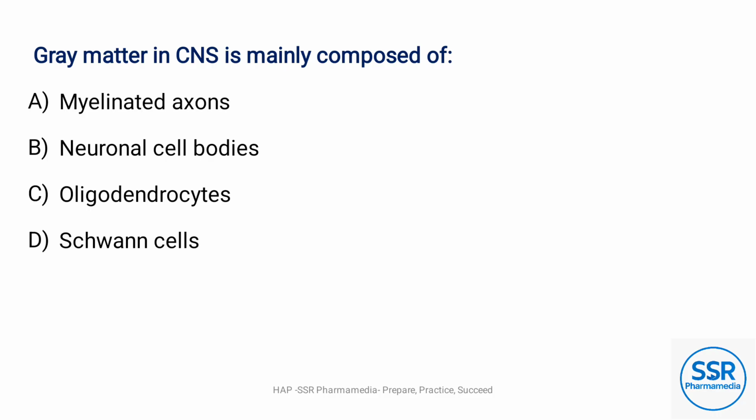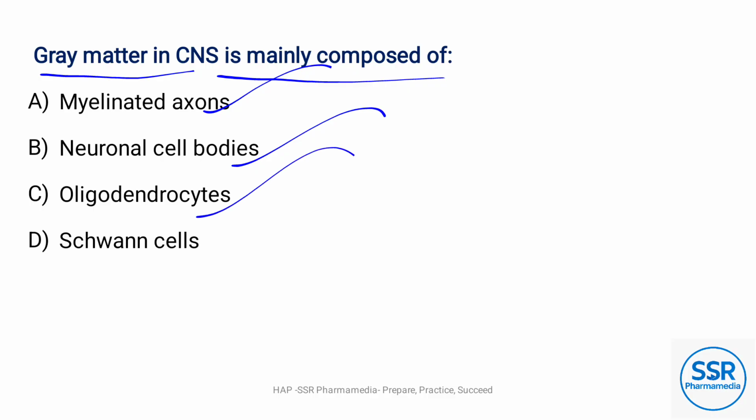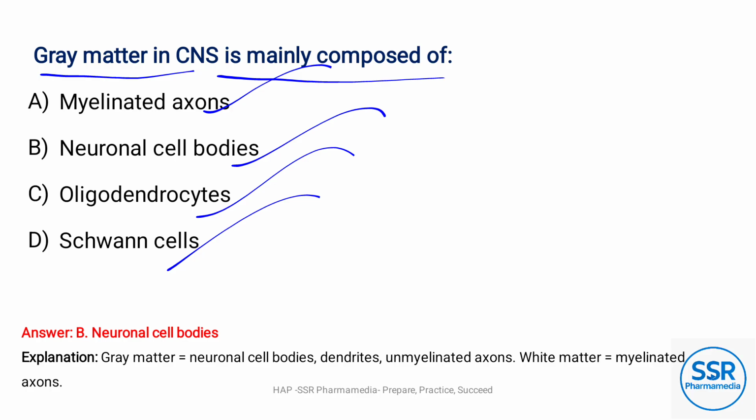So next question, grey matter in the CNS is mainly composed of option A, myelinated axons, option B, neuronal cell bodies, option C, oligodendrocytes, option D, Schwann cells. So the answer is option B. Grey matter contains neuronal cell bodies, dendrites and unmyelinated axons. White matter contains myelinated axons.